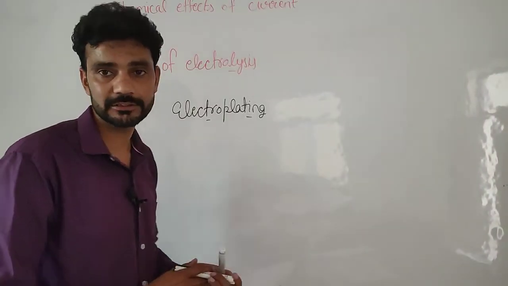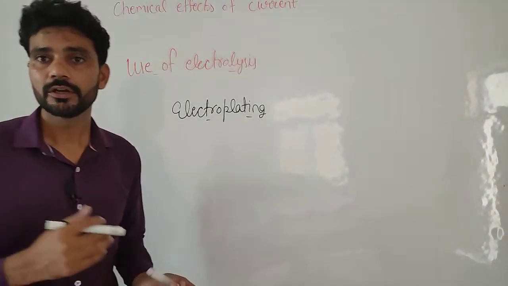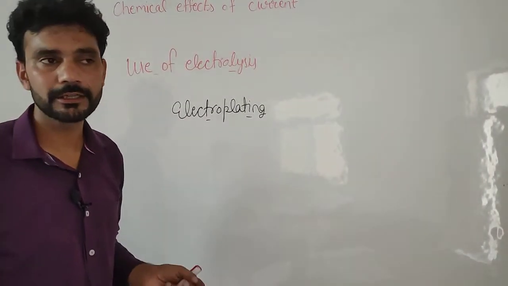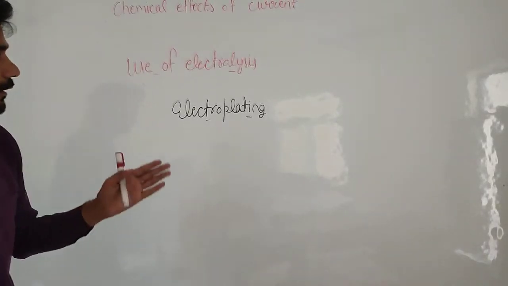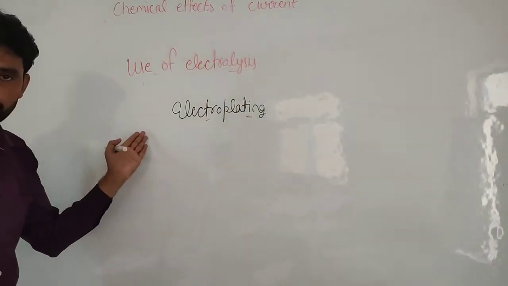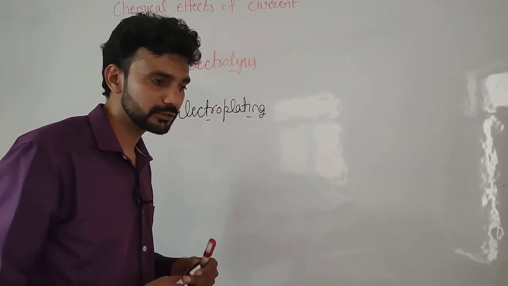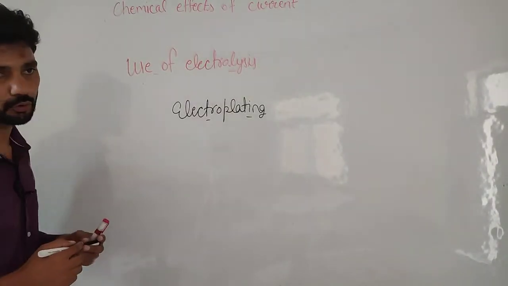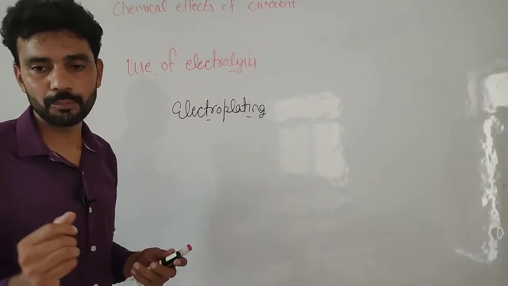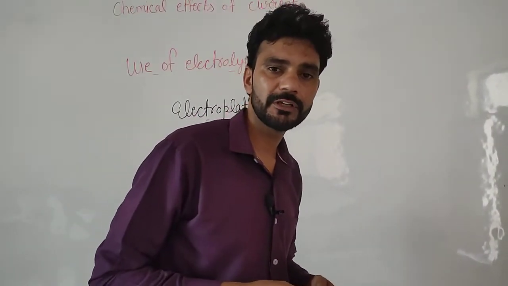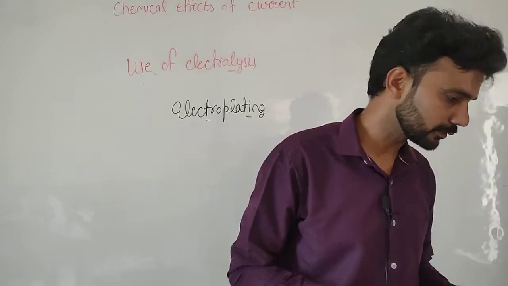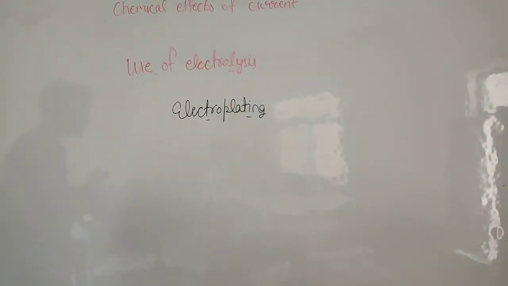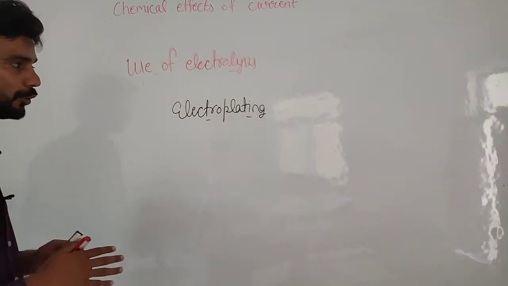Similarly, artificial jewelry is also coated with gold and silver. That is also electroplating. Electrolysis is used for the extraction of aluminium from its ore. If you want to obtain aluminium from its ore, then you have to use the electrolysis process. Electrolysis is also used to obtain pure metal from impure metal.